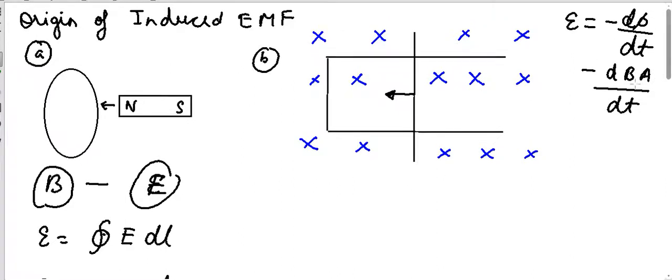Another way is to change the area of the loop itself. I can start increasing or decreasing this loop, or I can do that in another way. Suppose I have a straight conductor and I start moving it in the magnetic field, in this direction. Then it can be thought of as changing the area of this circular loop. Even if I don't have a loop, and have just a straight conductor which I am moving in a magnetic field, there will still be an induced EMF across this conductor. So what is the cause of that induced EMF?